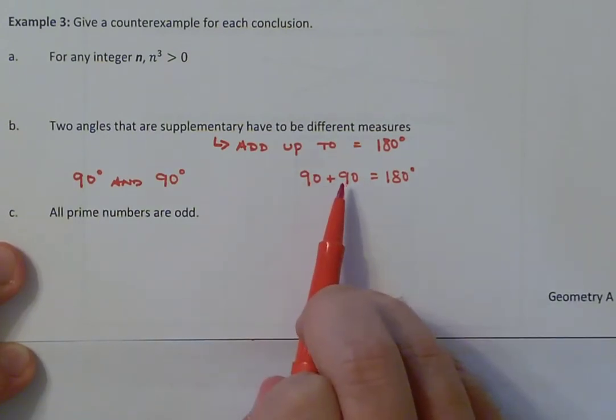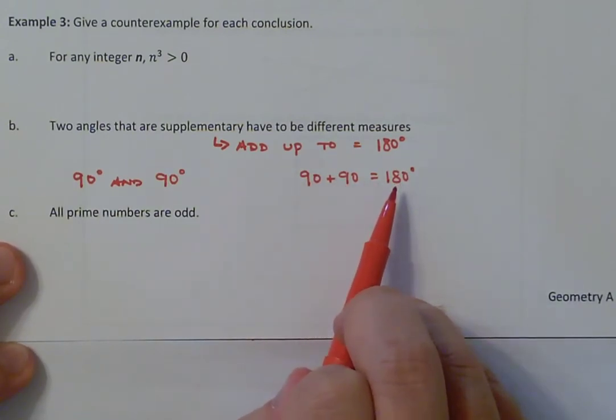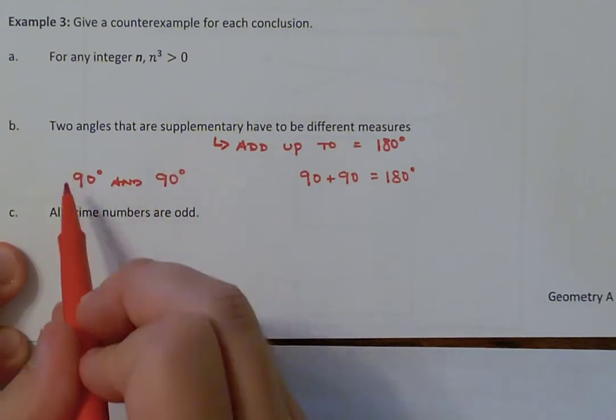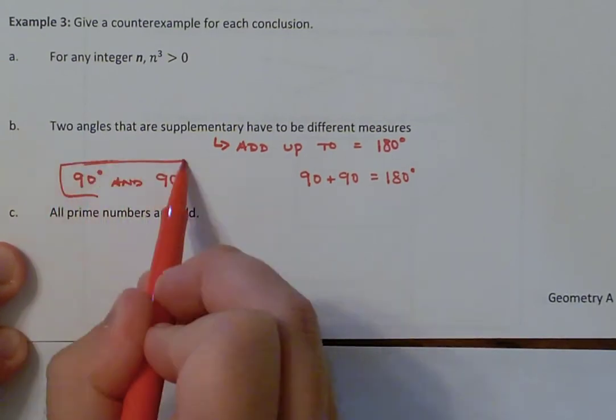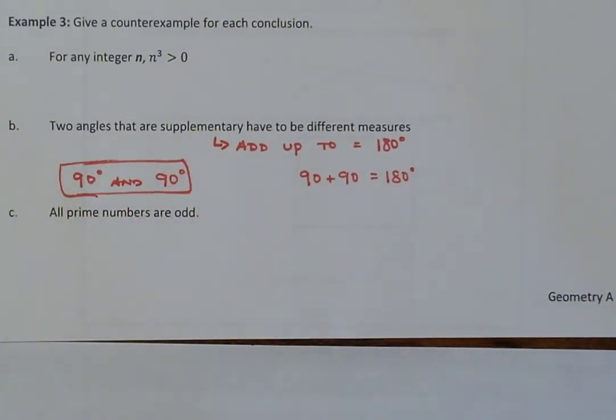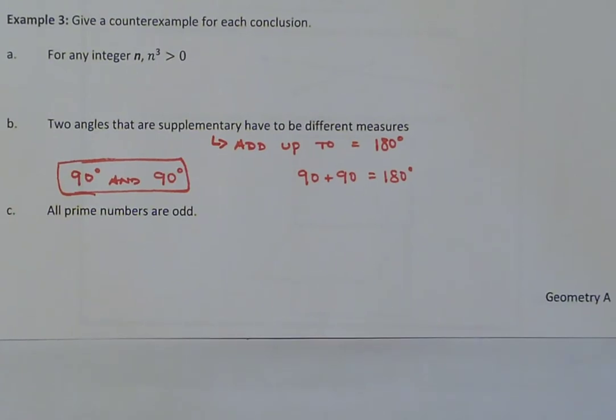Well, 90 and 90 have the same measure. They are supplementary, so this is a false statement. So 90 degrees is my counterexample. Now, you can go through and probably find numerous different counterexamples for some different problems. Doesn't mean that you have to provide every single one of them. You just have to provide one that's false. So, I have two angle measures, and they are the same in this case. Therefore, this is a counterexample to this conclusion.